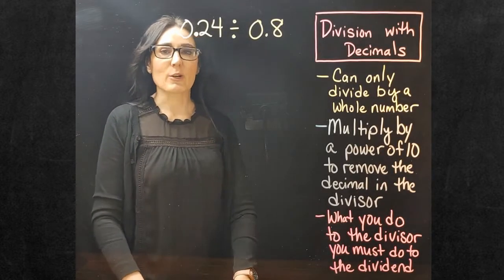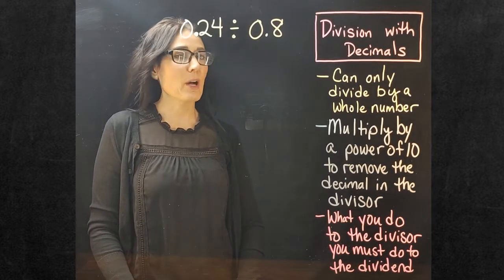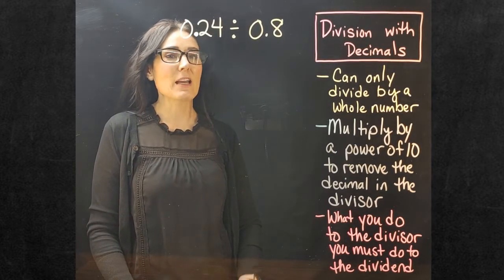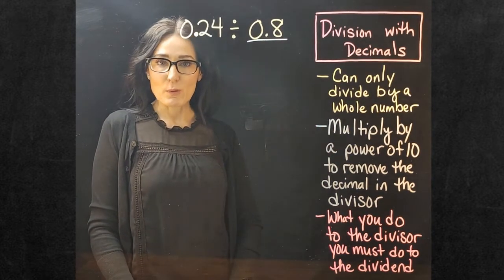So in this problem right here, we're going to be taking 24 hundredths divided by 8 tenths. Now, a couple things to remember. You cannot divide by a decimal. So we are going to have to make that into a whole number.